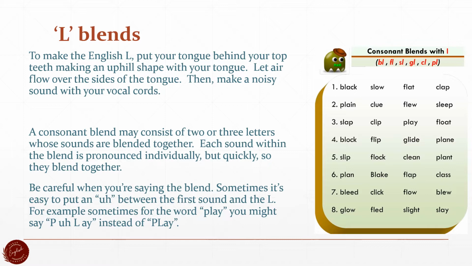In English, the consonant blends may consist of 2 or even 3 letters, and those sounds are blended together. Each sound will make its own distinct sound, but they are quickly pronounced together and they tend to get blended. Be careful so that you don't make an extra sound in between the sounds. For example, the word play might come out sounding like puh-lay, so be careful of that. Let's do some practice words.